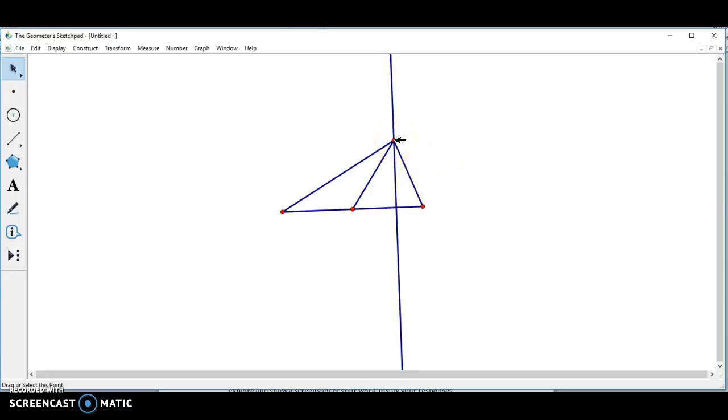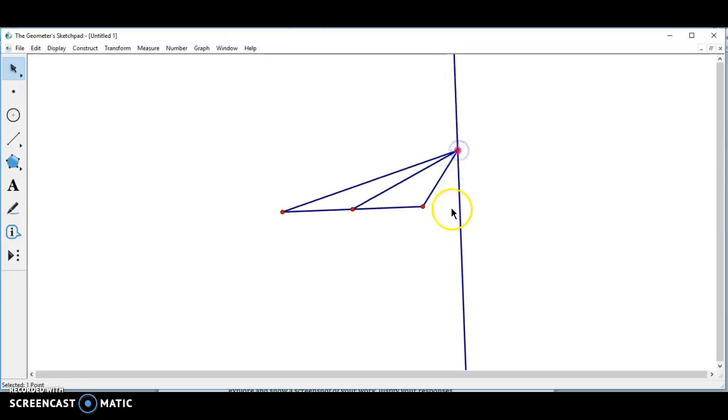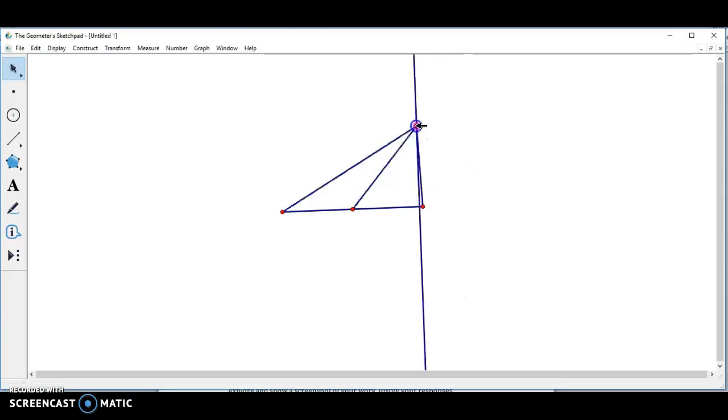Now, would it stay that way outside? Yes, because if I drag this over, it's still the height. It's still perpendicular to this line, which is the base. And these two bases are the same length because this is a midpoint. So this height times this base times 1/2, and this height times this base times 1/2, and both of these are going to be equal area.